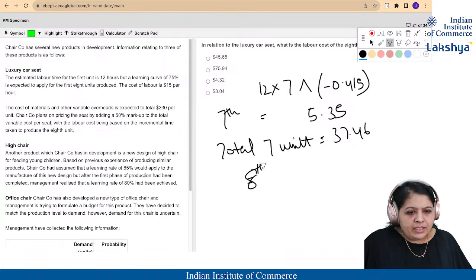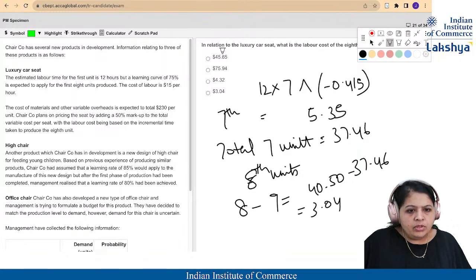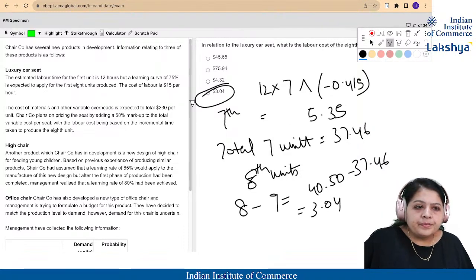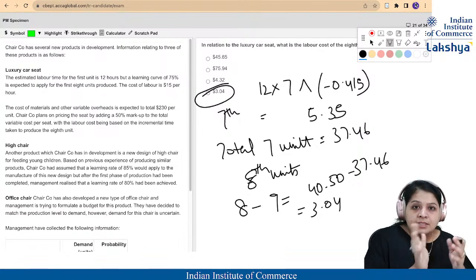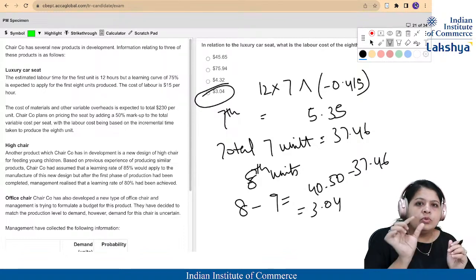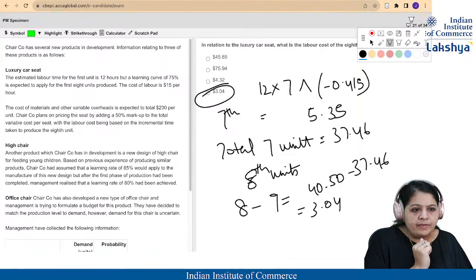Now to find out the 8th unit's value, I'm going to do total of 8 minus total of 7, which is 40.50 minus 37.46, right? So that comes to 3.04, which is the answer over here. If you remember in the learning curve, this is how we used to do. We used to find out the 8th value multiplied with the total 8 units, 7th value multiplied with the total 7 units, 8 units minus 7 units, you get your 8th unit's hours or cost, whatever you're finding right there.